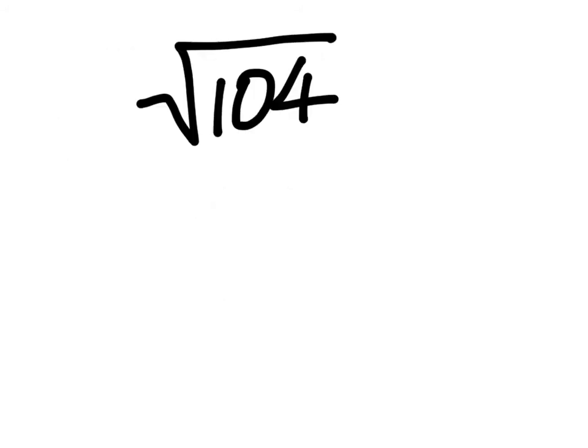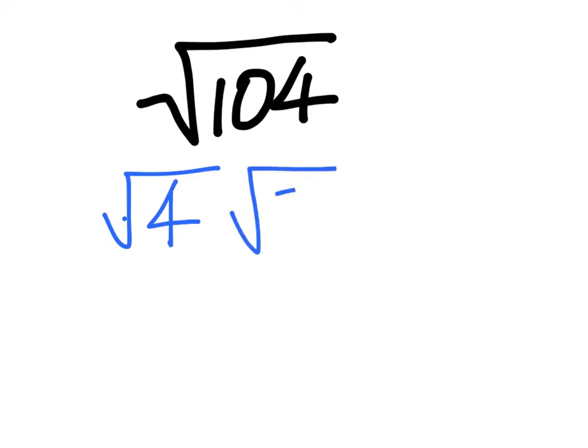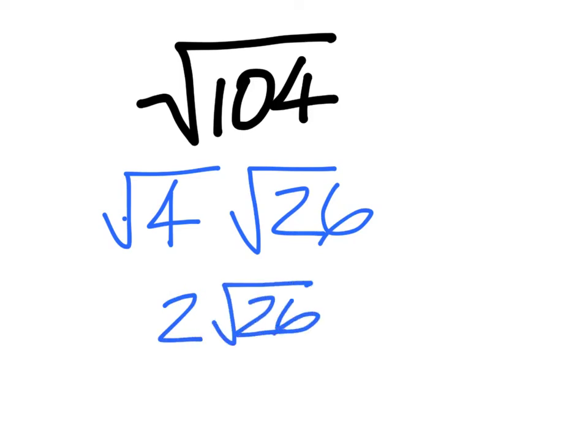Example 3. The square root of 104. How could I simplify the square root of 104? What's a perfect square that could go into 104? And it doesn't even have to be the highest to start with. She says 4. So we know that 4 goes into 100 25 times, so this will be 26. Can I get a perfect square out of 26? No, we cannot. So the square root of 4 is just 2. 2 square root of 26 would be the answer.